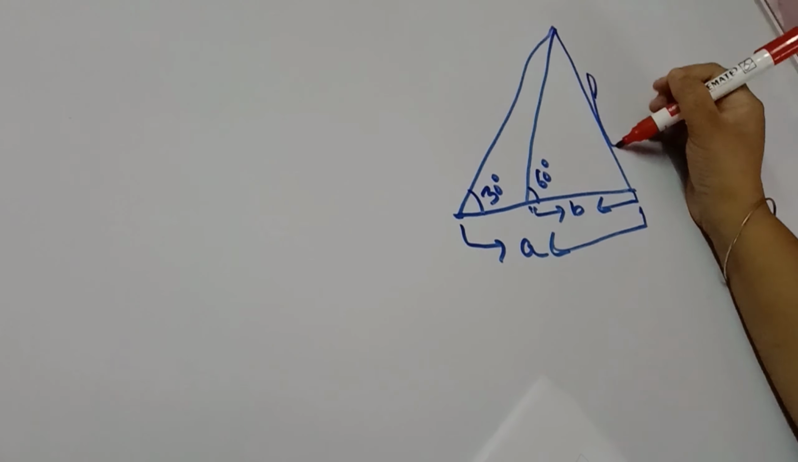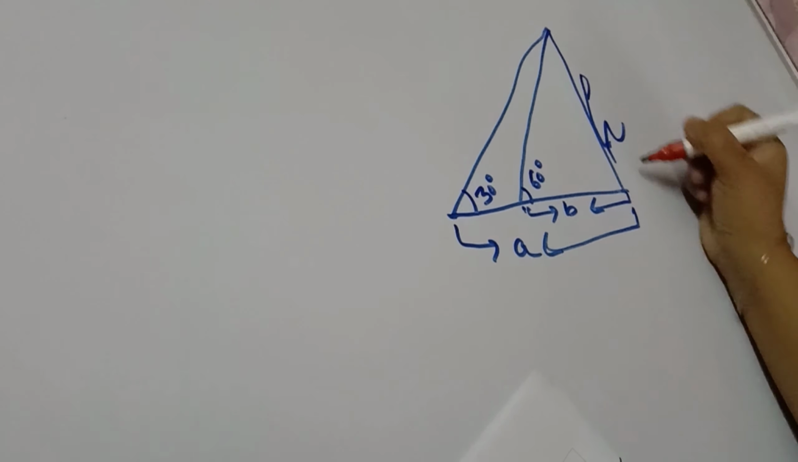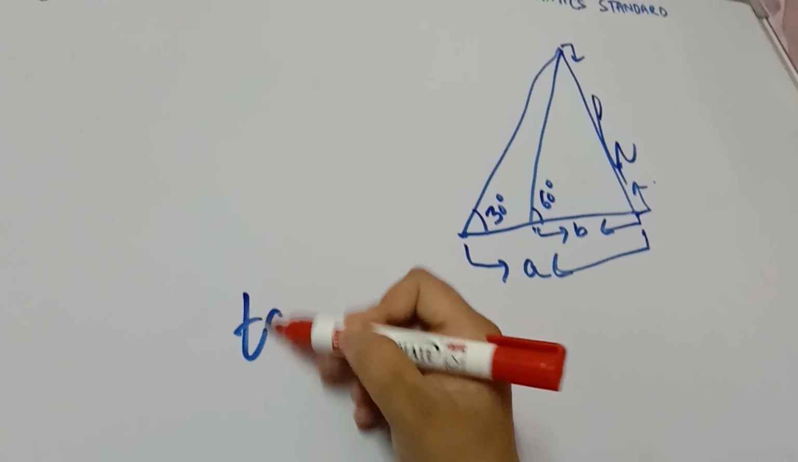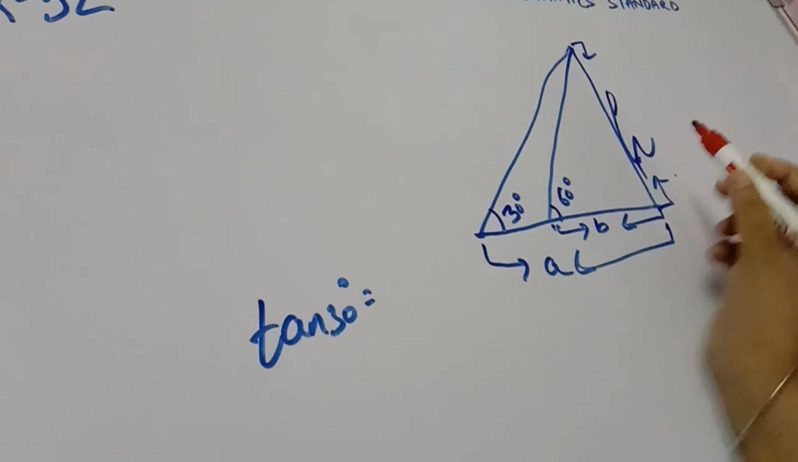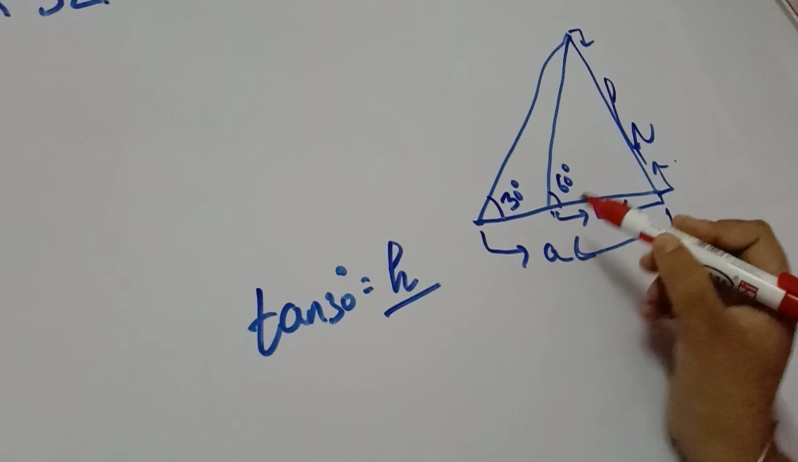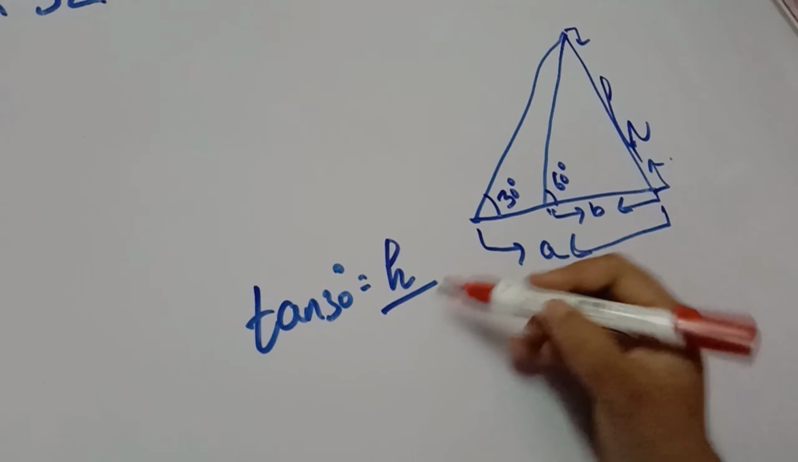Now you have to find the height of the candle. Suppose the height is h, height of the candle. Now easy only, you will use the tan 30 formula. Tan 30 is perpendicular over base. Now perpendicular is h and base for 30, this full is there, no? So A will come.